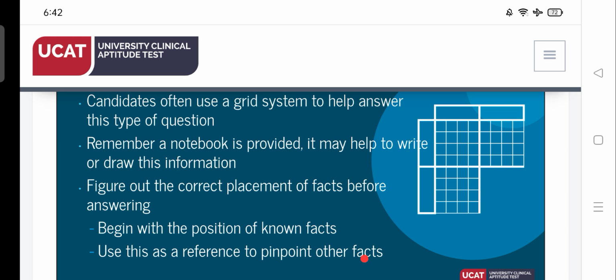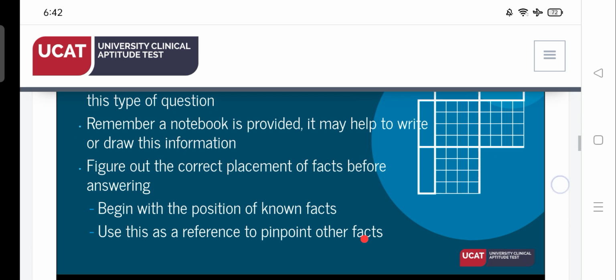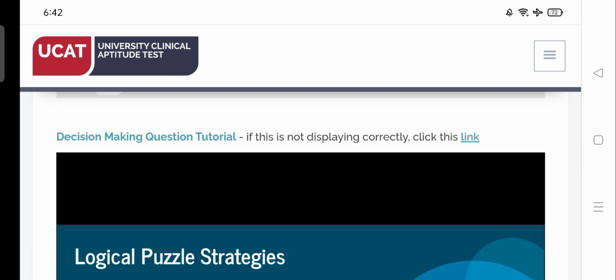Okay, what you have to keep in mind is that a notebook is provided to you. You can use that notebook and a marker pen to write out or draw the information that will be presented to you. You can conclude your answer by drawing your data on the notebook, and then you can decide which option is the correct one. That's the strategy for how to solve the logical puzzles.